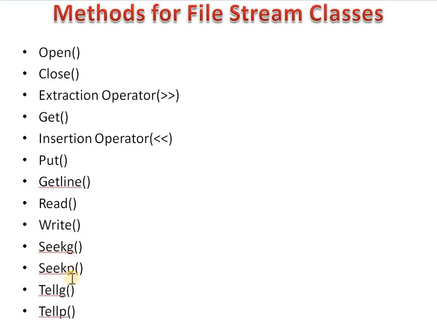The seekg and seekp functions provide random access to the file. Then there are other functions, tellg and tellp. The tellg and tellp functions are used to report the current file position. The tellg and tellp functions are used to get the current position of the file. These are the different methods, the different functions, defined by the file stream classes.